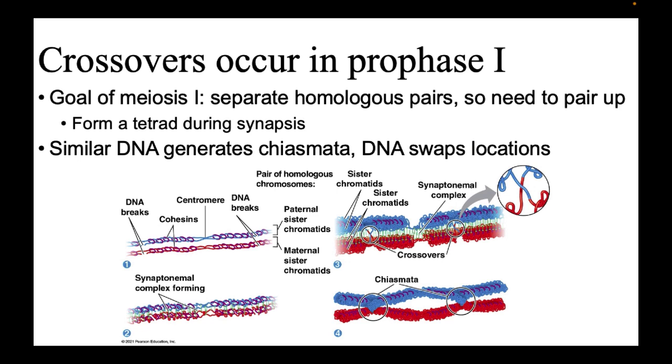Who's in 260? Those of you who are in 260, name me the Greek letter that's an X. Chi. Chiasma. We call it a chiasma because it's an X shape. So chiasmata just means more than one. Chiasma is one, chiasmata would be two or three or whatever. So those X shapes are where the DNA is swapping locations.